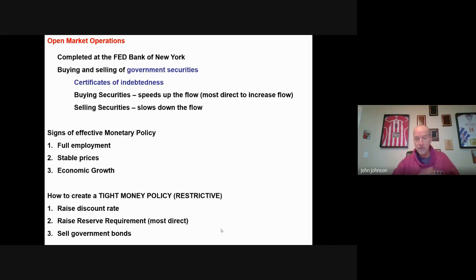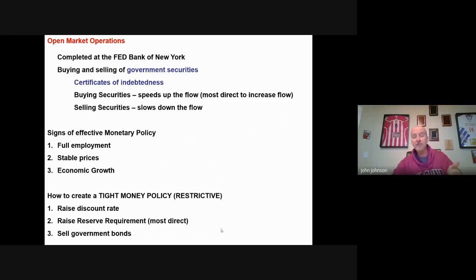Or they could sell government bonds, which is probably the absolute slowest method. Not a lot of people go out and buy bonds, but once you buy a bond, then you're giving the money to the government, and the government does with it what they want. They don't want to put it out in circulation. They just hang on to it.